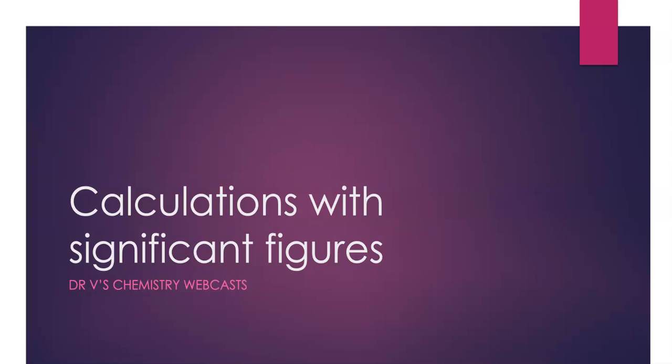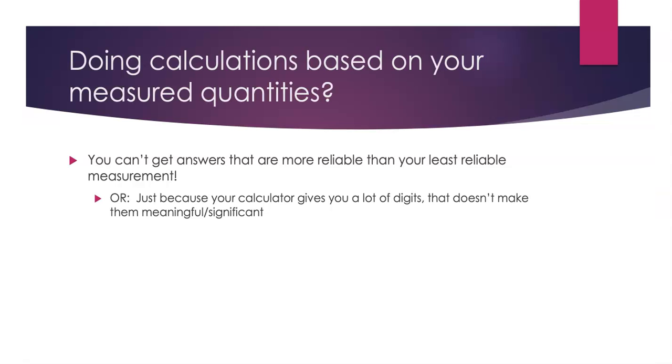Today we're going to talk about how to do calculations when we're keeping track of significant figures because we're using measured quantities. We need to know how to do this properly. If the values going into the calculation are measured quantities reported with significant figures that depend on the nature of the measuring device, we can't get answers that imply that the measuring device had finer markings and smaller divisions than it did. We can't have answers that are more precise than your least precise measurement.